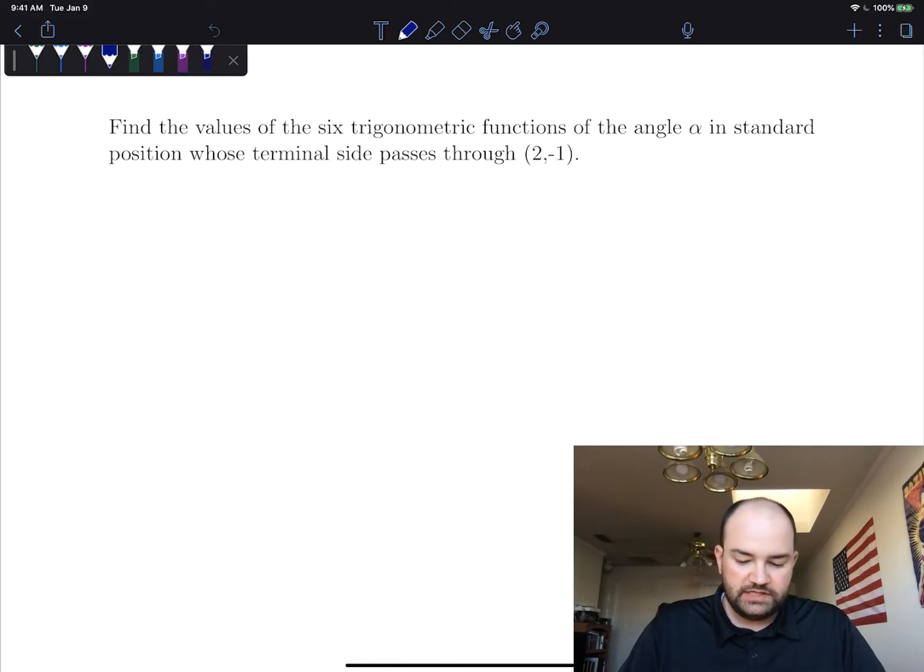Hello. In this video, we're going to find the values of the 6 trigonometric functions of the angle alpha in standard position whose terminal side passes through the coordinate (2, -1).